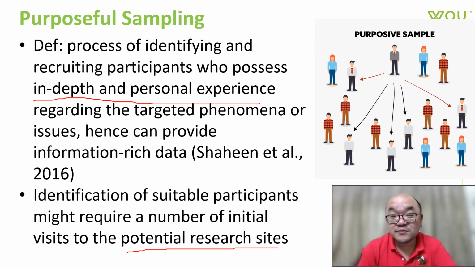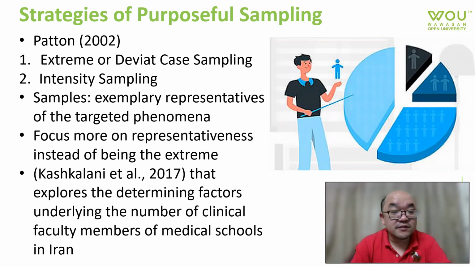Yeah. So some strategies of purposeful sampling, according to Patton 2002. The first one is extreme or deviant case sampling. This is where you select people who are the extreme cases. This tends to be applied when the issue or phenomenon that you're looking at is quite rare. For example, let's say you are looking at the experience of victims of incest, where they are, let's say, sexually abused or molested by their own mom or father. In that case, they are quite rare, and the cases that you'll select would be the extreme cases.